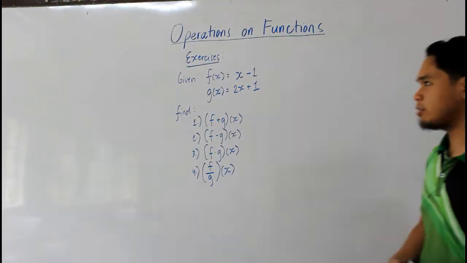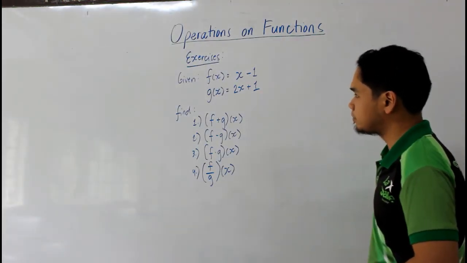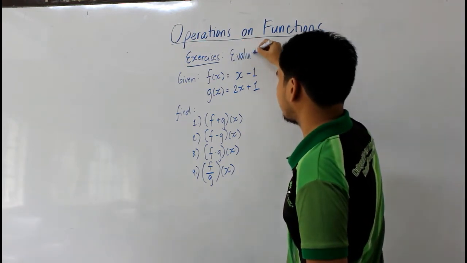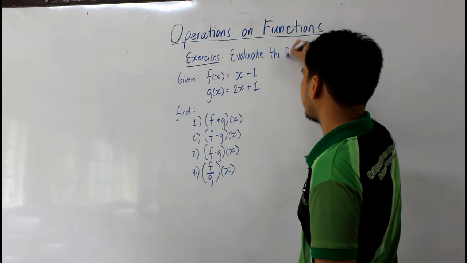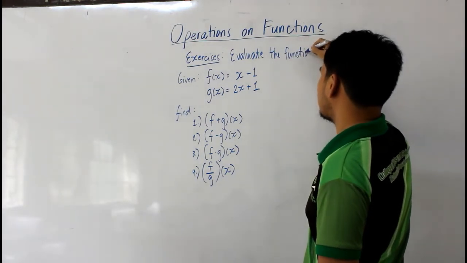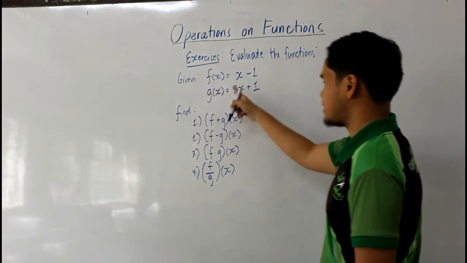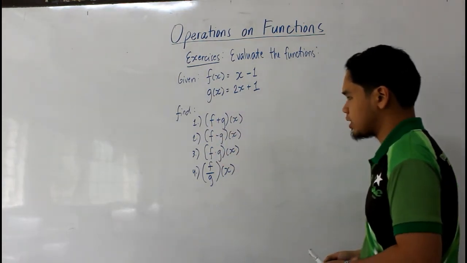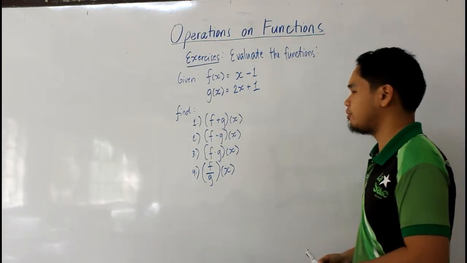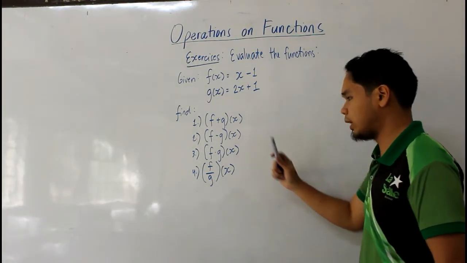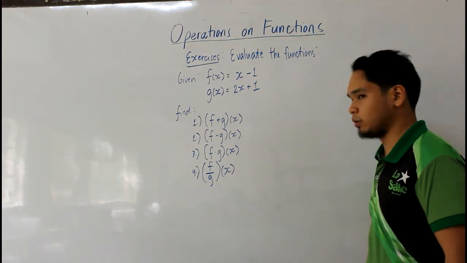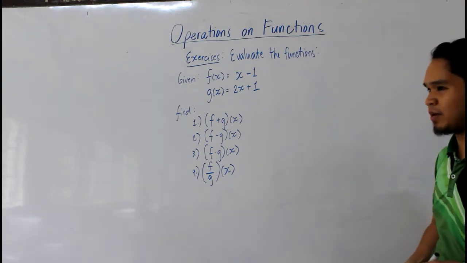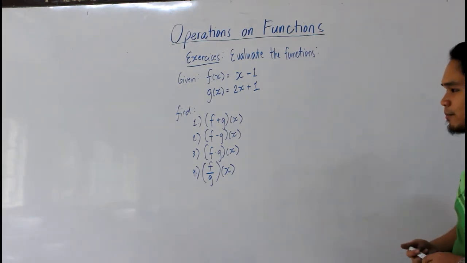Okay, so I have here some exercises for you to answer. We have the directions: evaluate the functions. Given f of x equals x minus 1 and g of x equals 2x plus 1, find the values of f plus g of x, that's your sum rule, difference rule, product rule, and then quotient rule. You may pause the video if you want to answer them. Get a separate piece of paper and try to answer this.